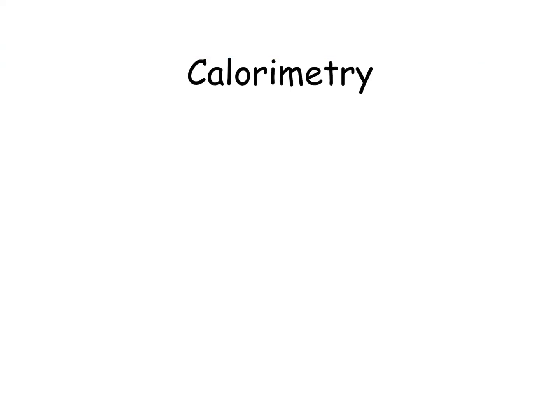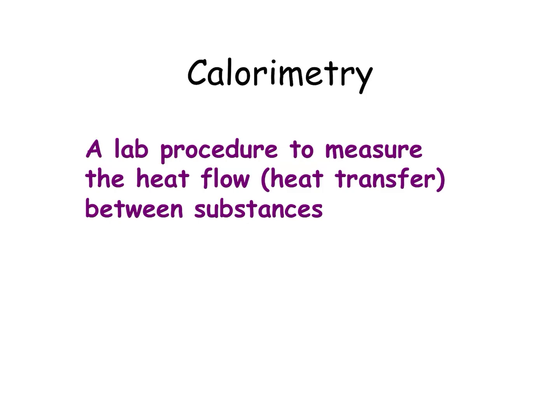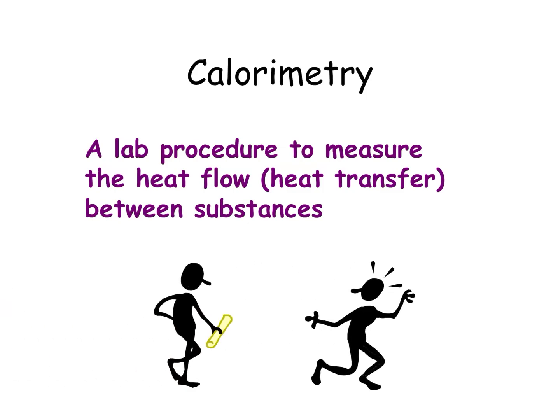So we have calorimetry, which is a lab procedure to measure the heat flow or heat transfer between substances. If it's a heat transfer or heat flow, we are going to use the formula Q equals mc delta T, but calorimetry itself is a lab procedure to measure heat flow. So in our lab, we're going to be burning different kinds of foods, and we're going to need to measure the heat given off. So the first thing we need to do is we need a volume of water.